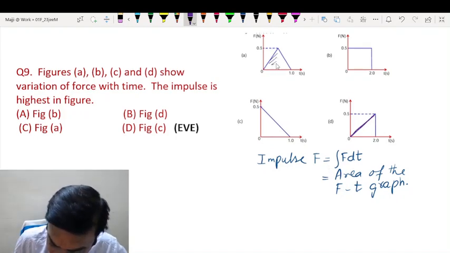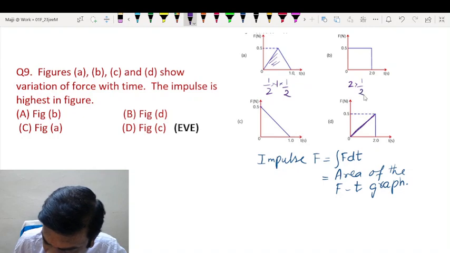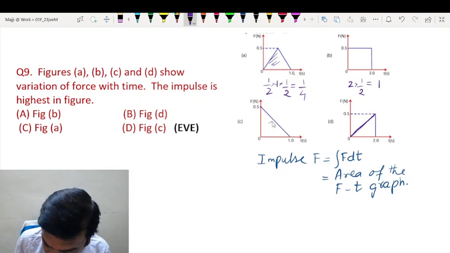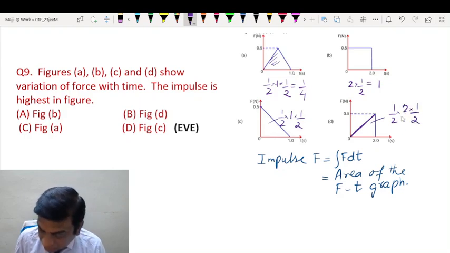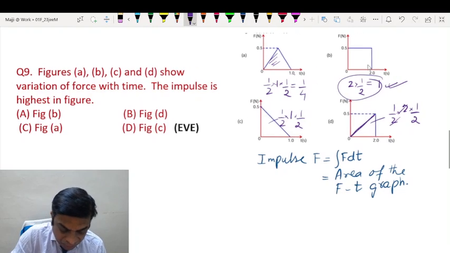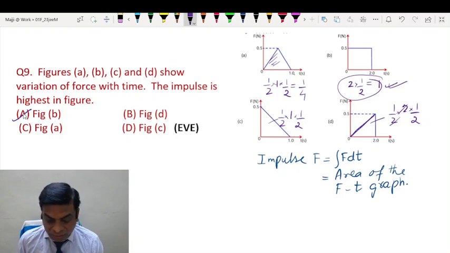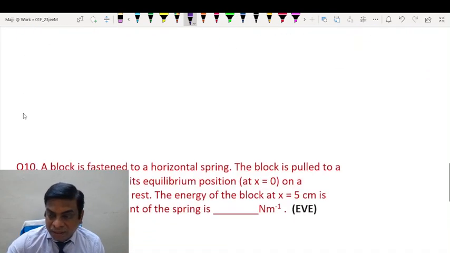So here you can see area is half base into altitude. Here area is length into breadth. So this is 1 by 4, this is 1. Here area will be half base into altitude, and here it is half base into altitude. Okay, so you can see the largest area is this, case B. So figure B shows the situation in which the impulse is highest.